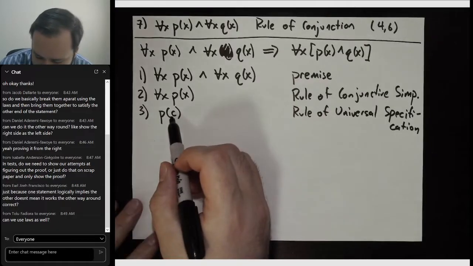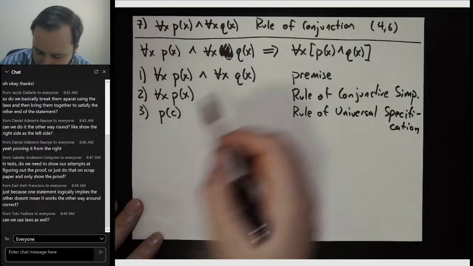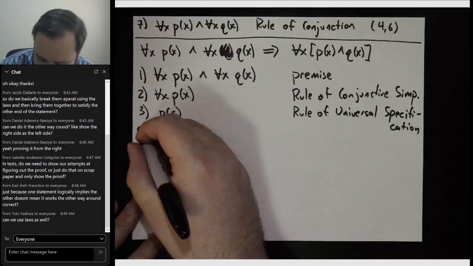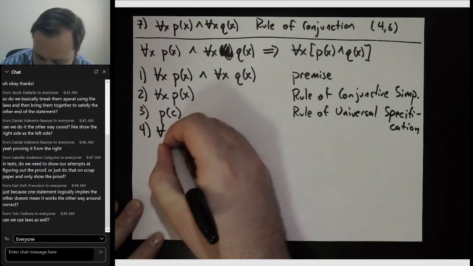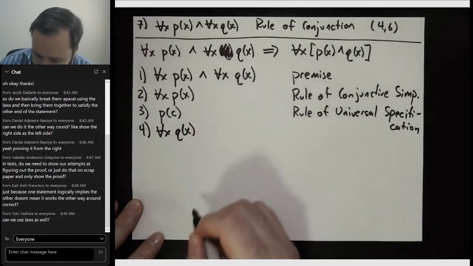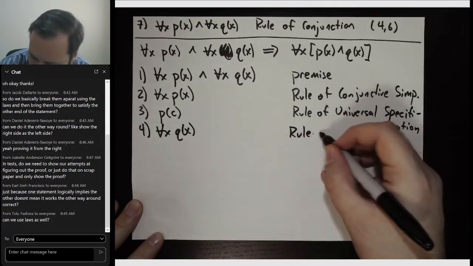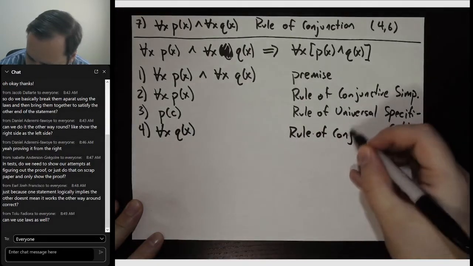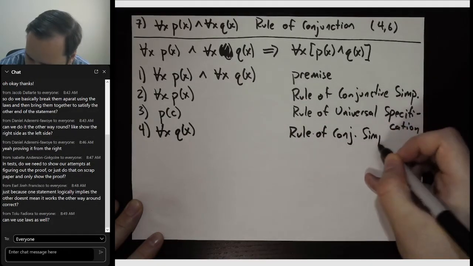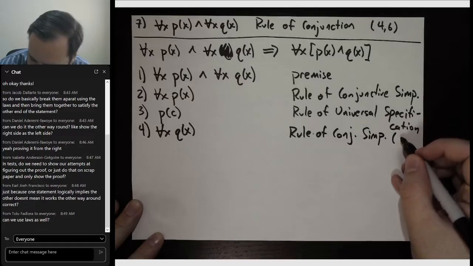Okay, so I have P of c. I'm going to stop there for now. I'm going to go back to this for all x, Q of x. This was a rule of conjunctive simplification coming from line 1.